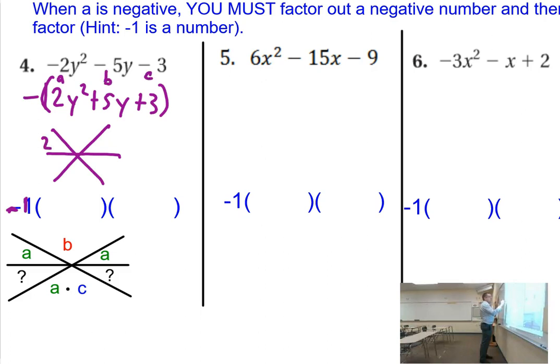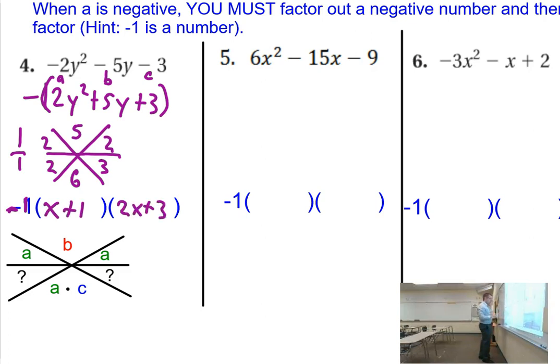So 2 would go here and here, 5 is B, and then C. A times C, 2 times 3, would be 6. All right, so what multiplies to 6 and adds to 5 would be 2 and 3. This is reduced to 1 over 1. 2/3 can't be reduced, so that would be x plus 1 over here, and that'd be 2x plus 3 over there.